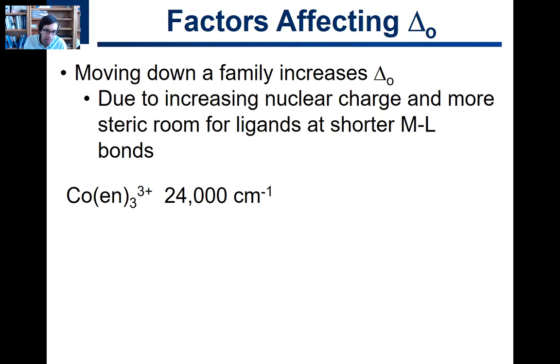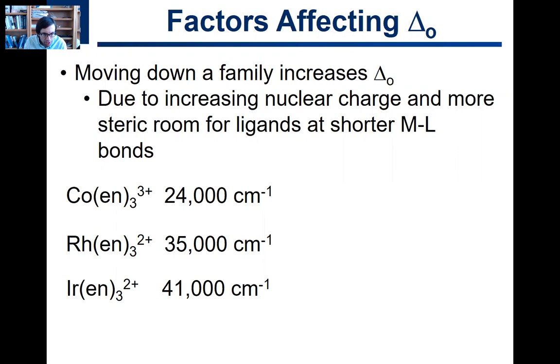So you can look at the ethylenediamine complex of cobalt 3+. You can look at rhodium, and you can look at iridium. I think this typo here should be 2+. But anyway, those are all in the same family, going down the periodic table, and so that causes delta O to increase.